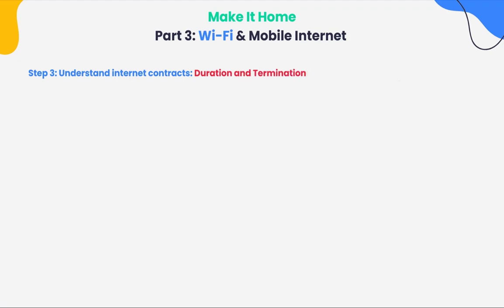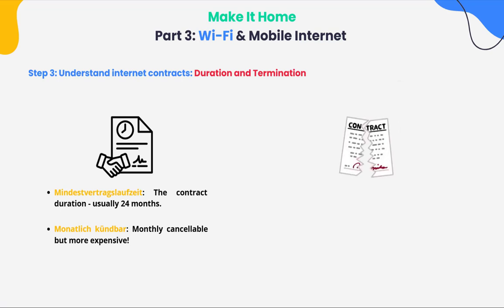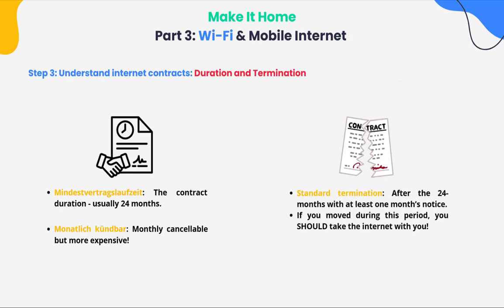The second important aspect of internet contracts is the duration and termination rules. In Germany, the standard contract length, called Mindestvertragslaufzeit, is usually 24 months. There are also contracts labeled monatlich kündbar, meaning you can cancel them monthly, but these are typically more expensive. For standard contracts, you can terminate after the 24-month period with at least 1 month's notice. If you don't cancel in time, the contract automatically renews for another year. Keep in mind, once you sign a contract, you are generally committed for 2 years.